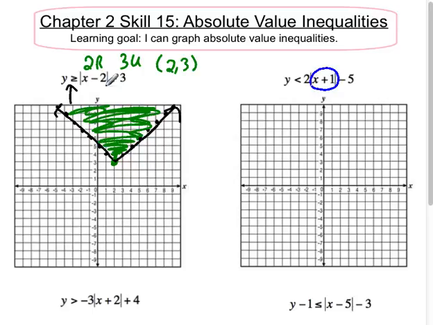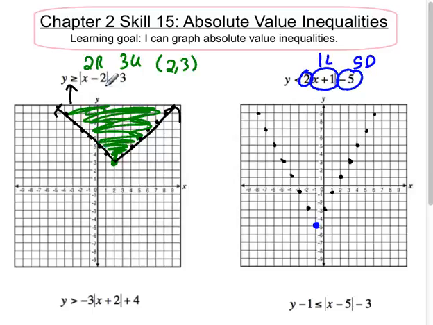So let's look at this. This time we're going 1 to the left and 5 down. 1 left, 5 down is going to put us right there. This time also notice you have a stretch of 2. So instead of going up 1 over 1, up 1 over 1, this time we're going up 2 over 1, up 2 over 1, so on and so forth. And then, of course, we also have the reverse happening on the other side in order to get our V shape.